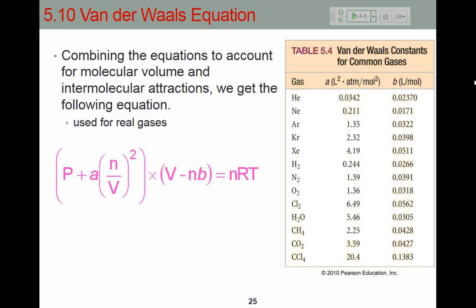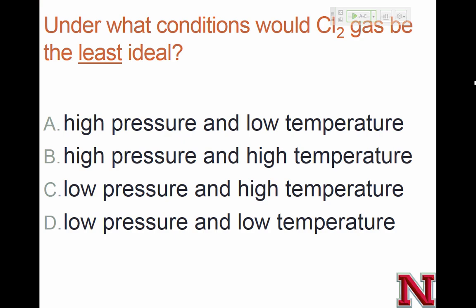Combining those two equations, we get this total equation for real gases at those extreme conditions. So that just has both of those constants in. Again, not something I'm going to make you actually calculate. I just want you to understand how gases behave at non-ideal conditions. So CO2 would be least ideal under high pressure and very low temperature.